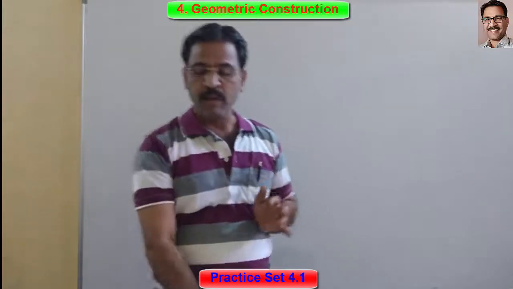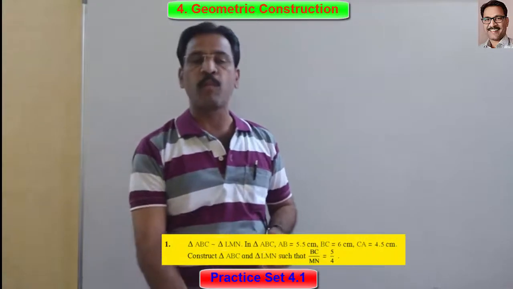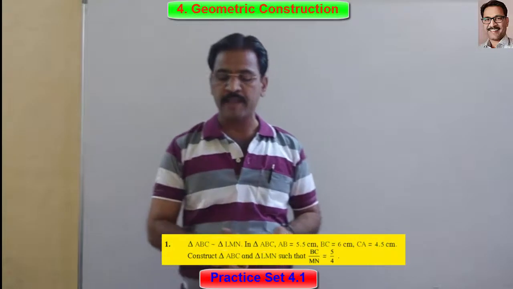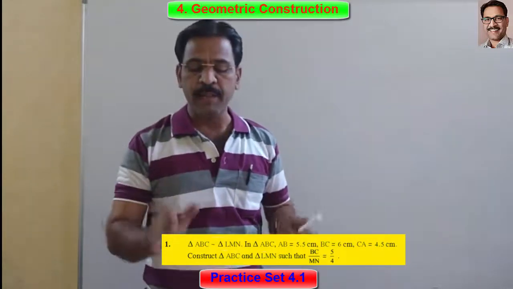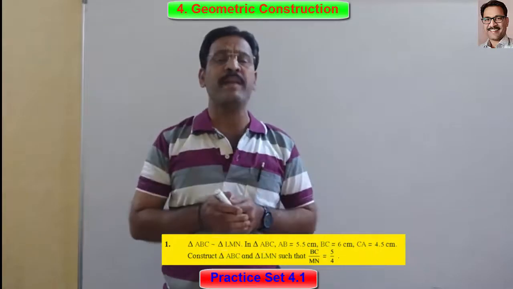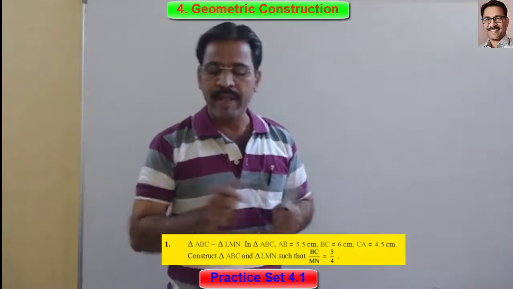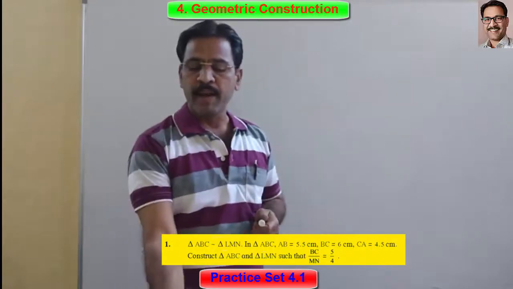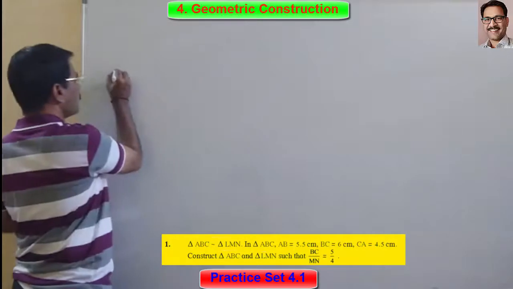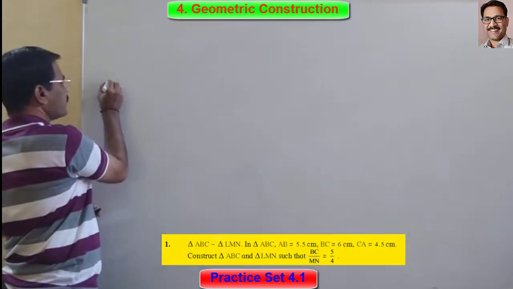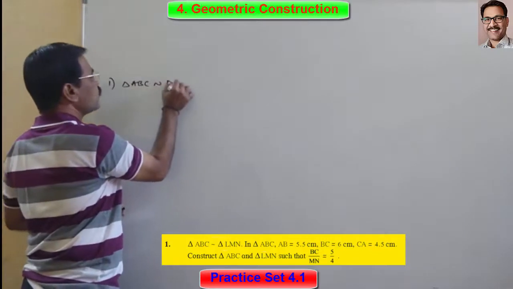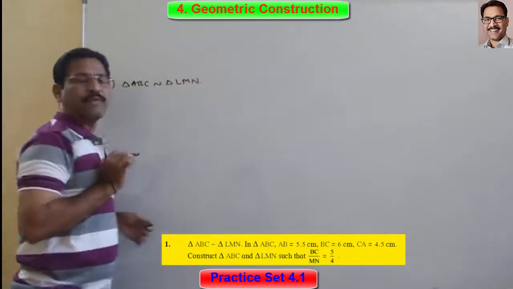See, what is given to us in the first example, 4.1? Your page number is 96. The first one is triangle ABC and triangle LMN. These two are similar and we have to draw them. AB is 5.5, BC is 6 and CA is 4.5. This is 4.1. Triangle ABC is similar to triangle LMN is given to us.